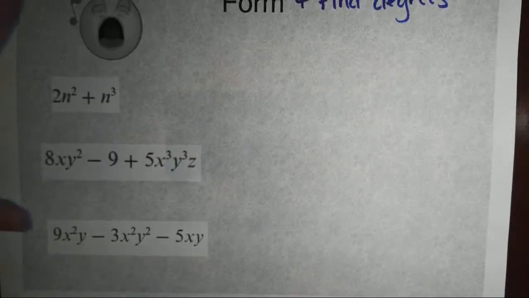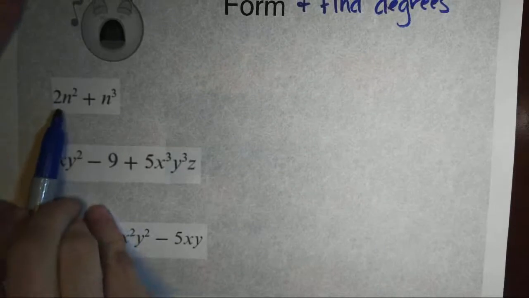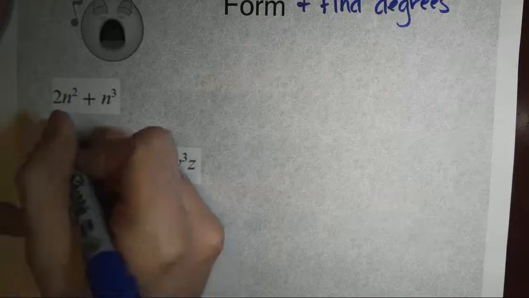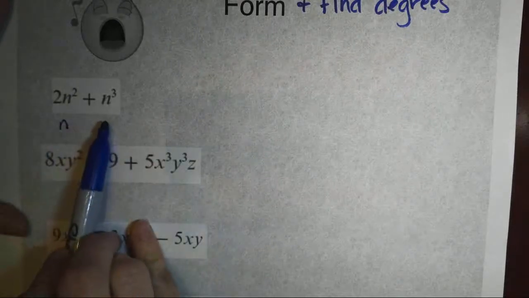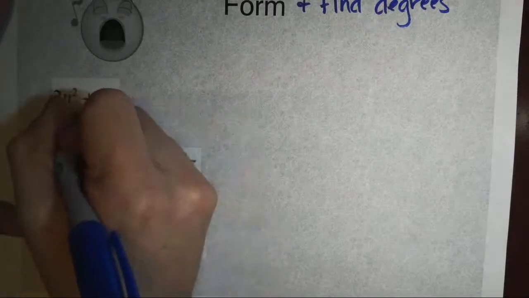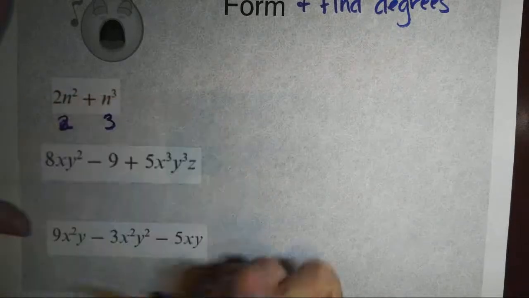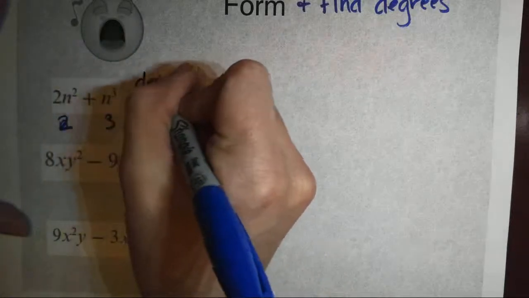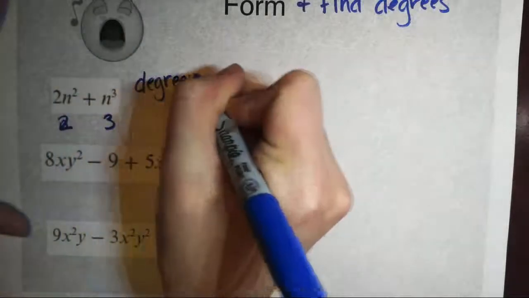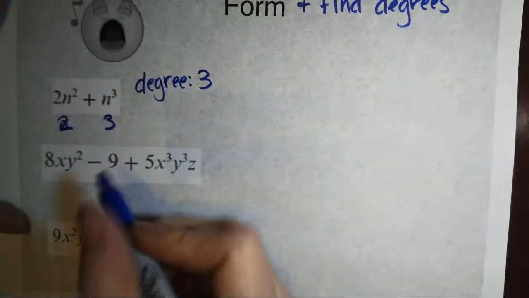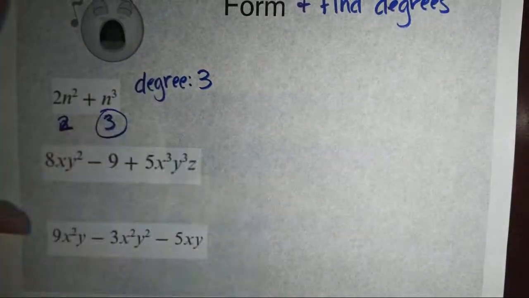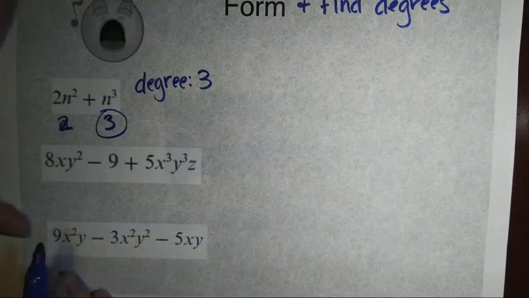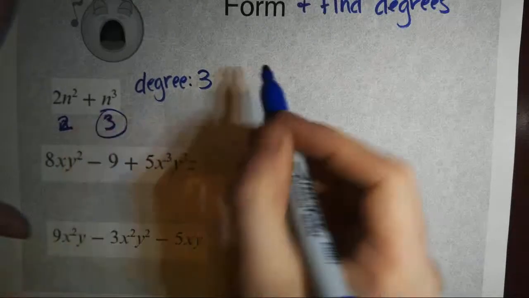Now we need to find its degree. The degree of the first term, 2n squared, if we find the sum of the exponents on the variables, would be 2. The degree on the second term would be 3. So the degree of this polynomial is 3 because we simply use the biggest degree. So that would be that one right there. Now we want to put it in standard form. So we're going to start with the term with the highest degree, n to the third power.